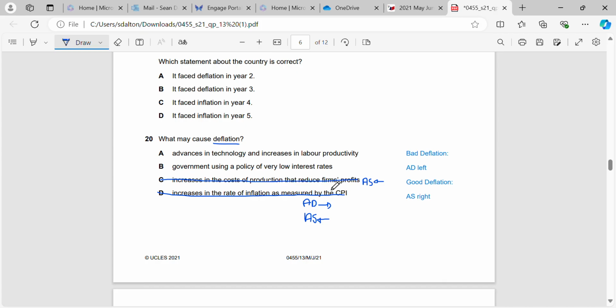Government using a policy of very low interest rates would move AD to the right. So it might cause inflation again, it would not cause deflation. It's expansionary monetary policy. If we have advances in technology and increases in labour productivity, AS will move to the right, as we can produce more with the same amount of resources as before, so our cost of production would decrease.